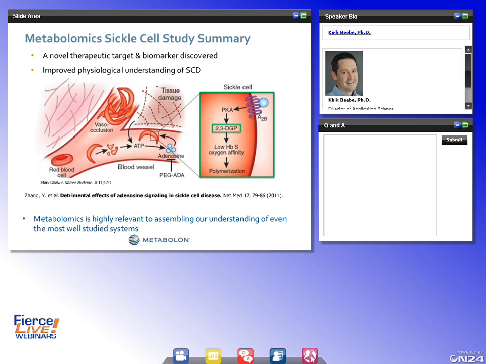So the paper was published in Nature Medicine by the University of Texas Health Sciences Center and collaborators at Metabolon. And I think the big take home I really like to make with this particular example is that despite elegant, very precise understanding, and this arguably being one of the most well-studied systems, you can still learn more using this technology.